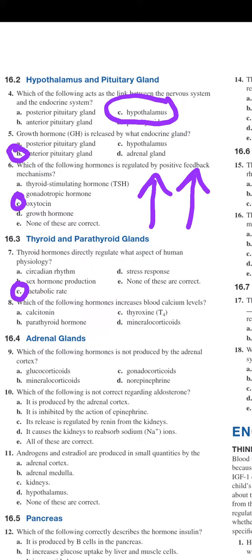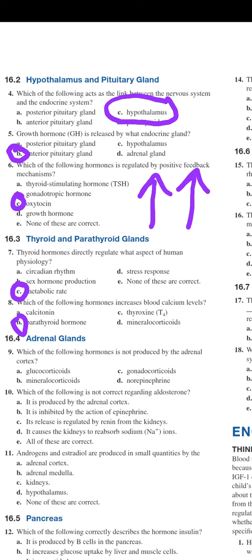Which of the following hormones increase blood calcium levels? The calcium levels are controlled by hormones released by the thyroid, particularly, as you can see in the name, calcitonin, and parathyroid hormone. Calcitonin decreases blood calcium levels, and parathyroid hormone is the one that increases it. So option B. Which of the following hormones is not produced by the adrenal cortex? So we have the adrenal cortex and we have the adrenal medulla.